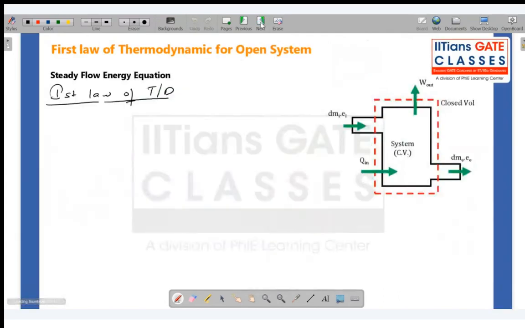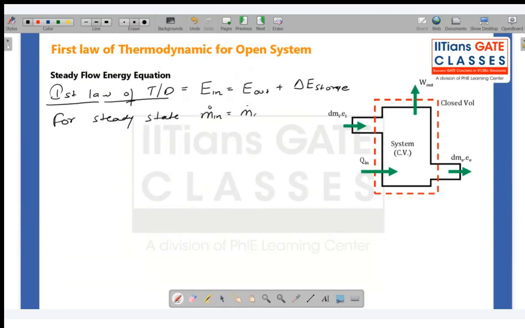Okay, now you always start with the first law of thermodynamics, and everyone knows it is the energy conservation equation. I'm not saying for open system, closed system, whatever it is, just the first law of thermodynamics. It is energy conservation, and that means energy in is equal to energy out plus change in energy of the system, or the storage. Now, I have already told you for steady state, mass flow rate in is equal to mass flow rate out, and therefore change of mass of storage will be equal to zero. Similarly, energy, okay, just wait. Let me write it here because I need this space.